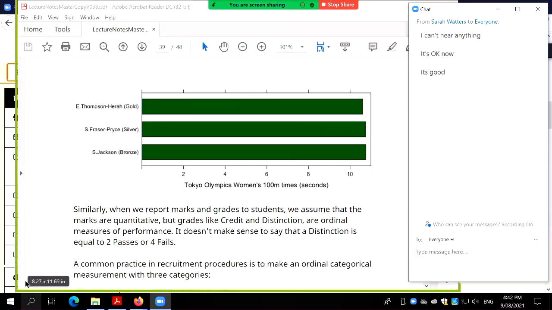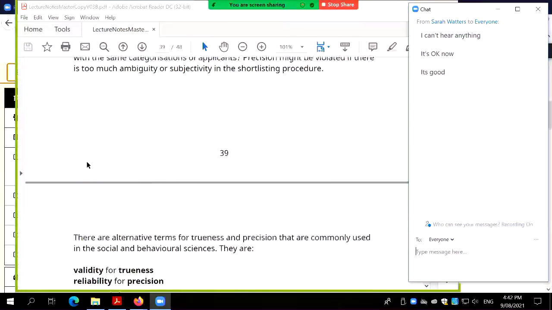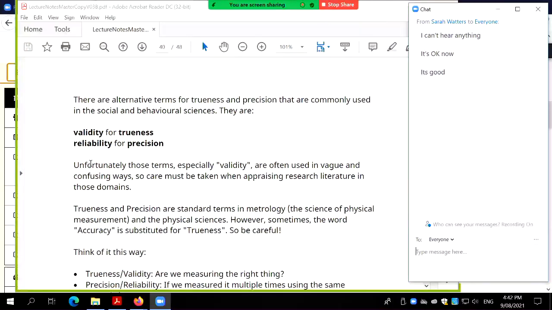A bit more terminology. So I'm using the terminology I've been using, so accuracy equals trueness and precision. That is terminology that's mainly used in physical measurements, measuring length and weight and so on. In the social sciences and the behavioural sciences, people talk about validity and reliability. And reliability is the same thing as precision. There are different ways of measuring it and so on, but reliability is basically the same idea as precision.